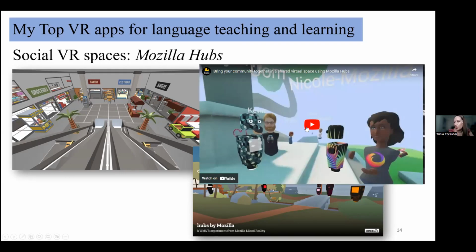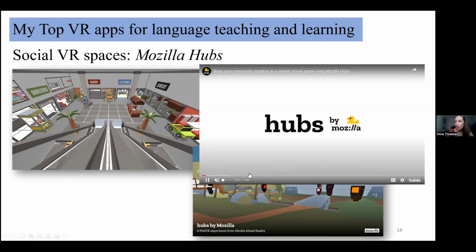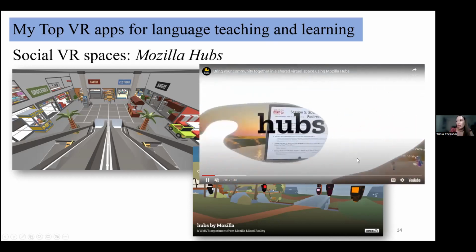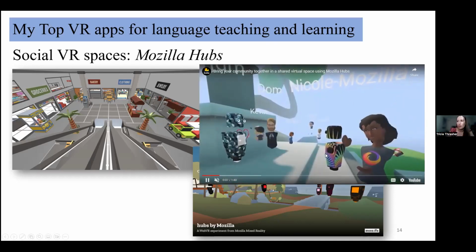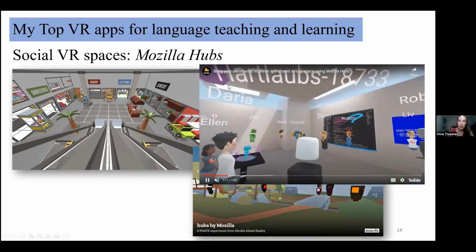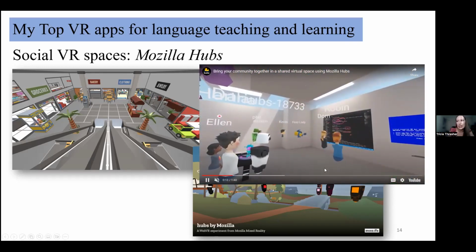And yeah, I'm just going to show you this video briefly so you can see what it looks like when people are in here. Here you can see we have a screen. We have a lot of people walking around. They're talking about how it can be used for conferences and things like that.